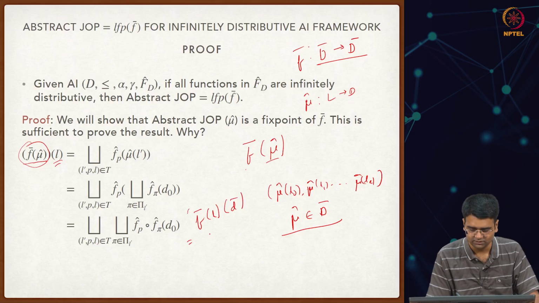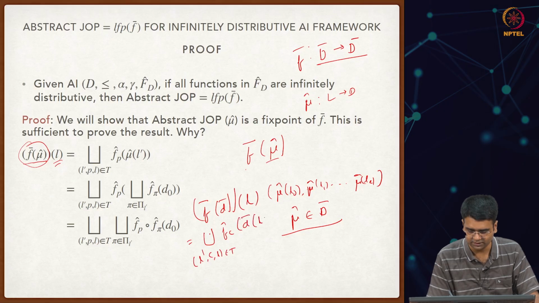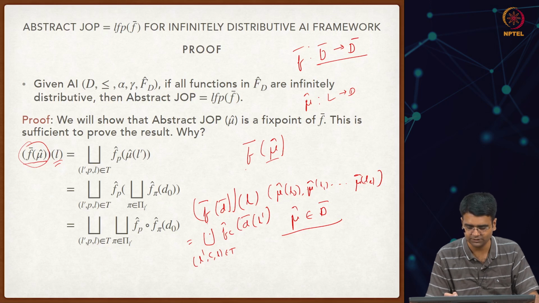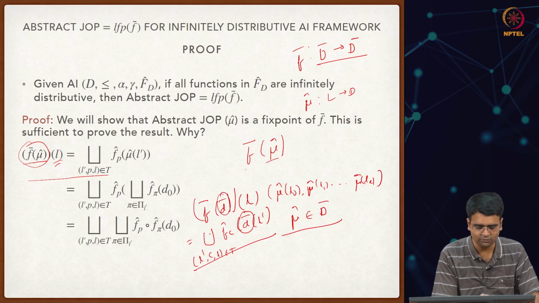Sorry, I should write it properly. So f bar applied over D bar, this is a vector at the location L. This is defined to be the join of f hat p, taking every predecessor L prime, p of L prime to L belongs to T, f bar p of D bar at L prime. So this is how we have defined the function f bar. I'm just using this definition, but instead of D bar, I have mu hat.